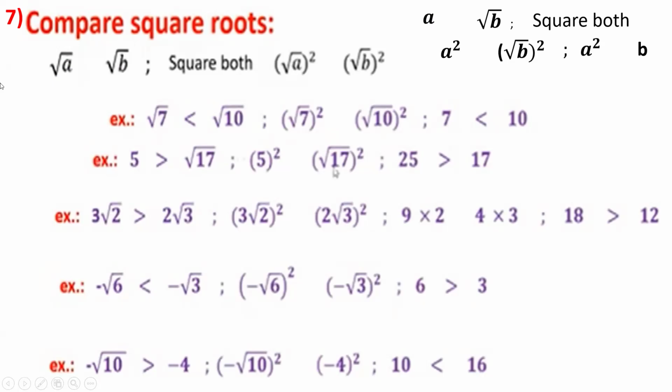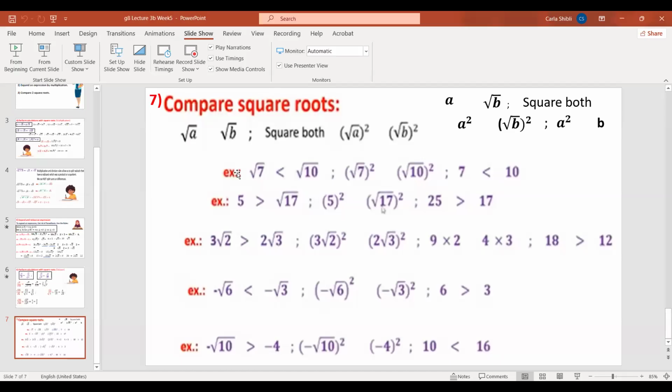Or we might be comparing a radical with a radical, and we have different radicands inside. Also, we square both, so we get a compared with b, and we can see all the solved examples. This was what we finished last week in square roots.